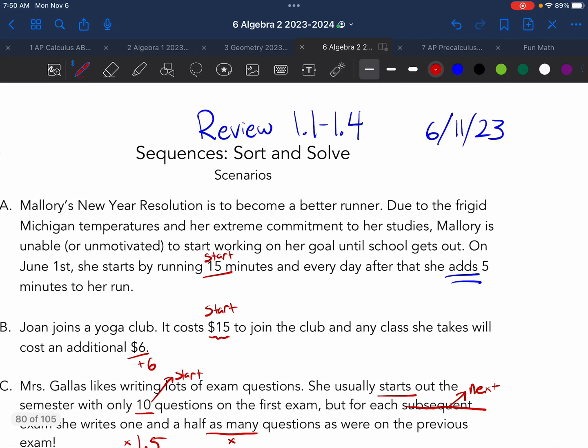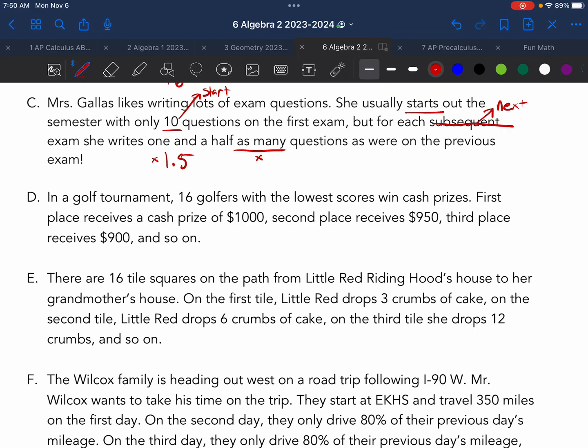All right, we're moving on to scenario D. In a golf tournament, 16 golfers with the lowest scores win cash prizes. So 16 is a quantity, so usually that's our final amount, or n number. First place receives $1,000. Second place receives $950. Third place receives $900, and so on. Okay, so this is kind of like the starting number. For n equal to 1, we get $1,000. When n is equal to 2, we get $950. When n is equal to 3, we get $900.